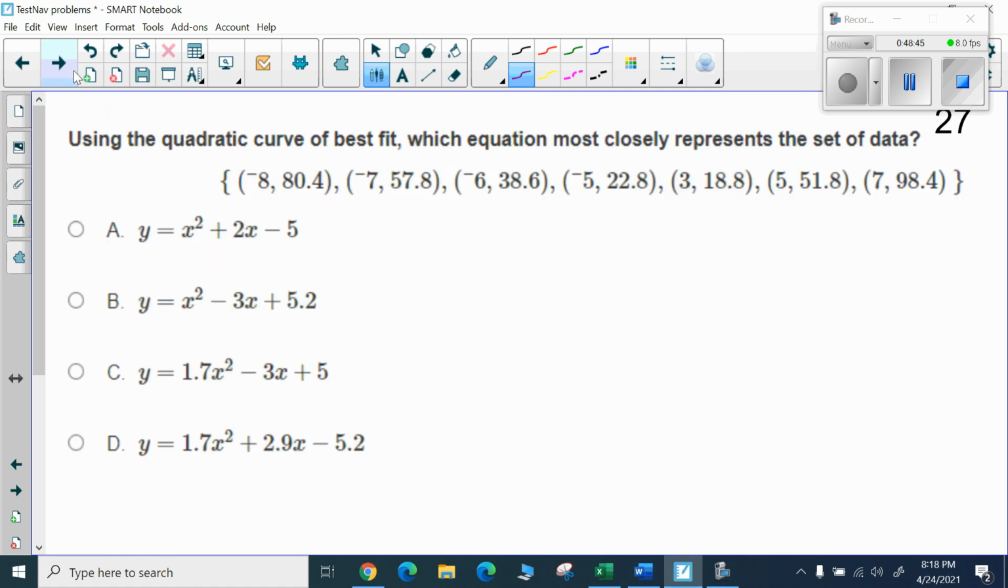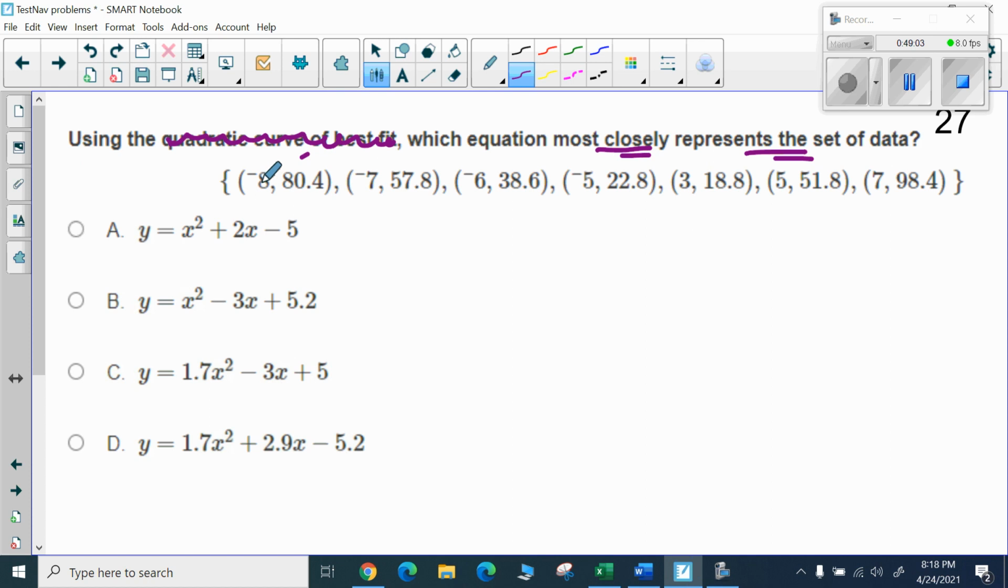All right, number 27 is the last question I think that you could answer easily. It says using the quadratic curve of best fit. Well, we don't know what that is because we didn't have time to teach it for you, but you can still answer this question. Which equation most closely represents the set of data?